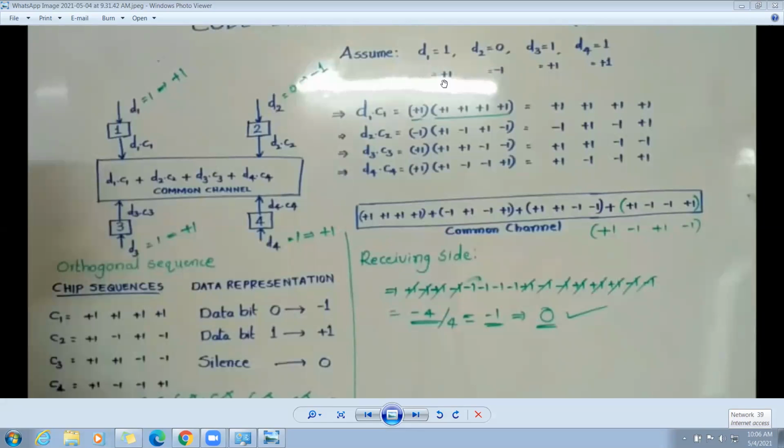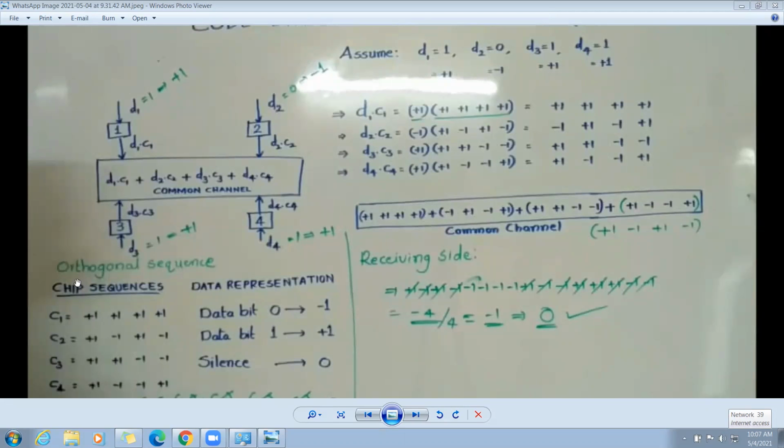And this is the common channel shared among the 4 stations. In that common channel, this is station 1's data, D1 into C1, that is added with D2, C2, D3, C3, D4 and C4. Okay. This data is transmitted.